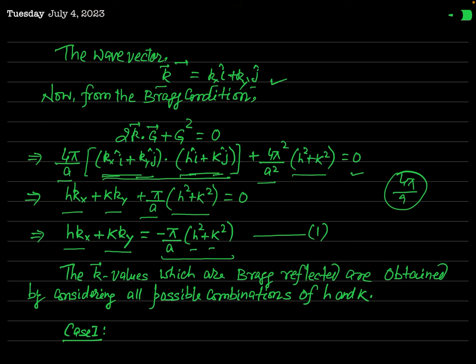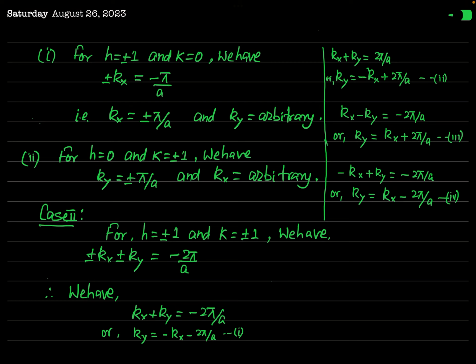Substituting the values of H and K in a particular fashion, you can obtain all the values of K which will suffer Bragg reflection. And in this regard, we will actually have to consider two cases. In the first case, let us see what our consideration is. Actually, in the first case, we will see two situations. In the first situation, we consider the integer h equal to plus minus 1. And we take k equal to 0.